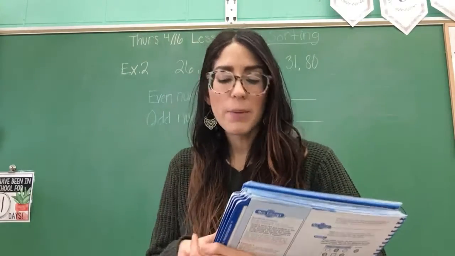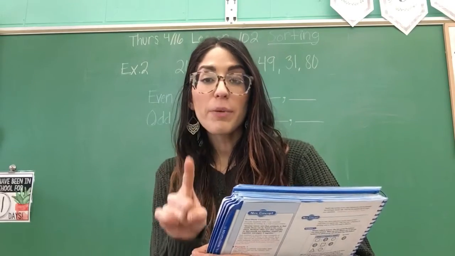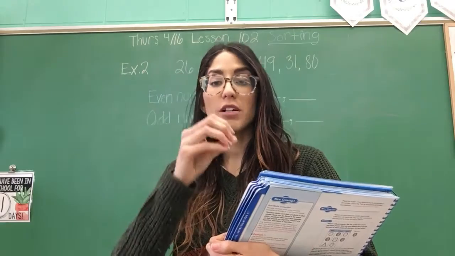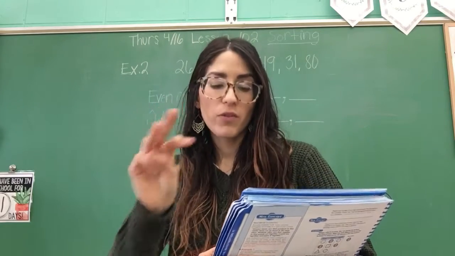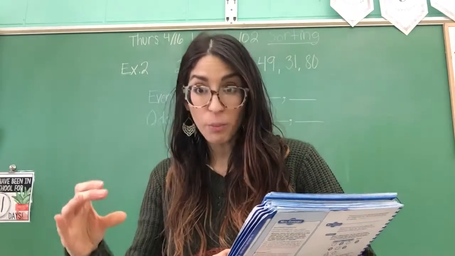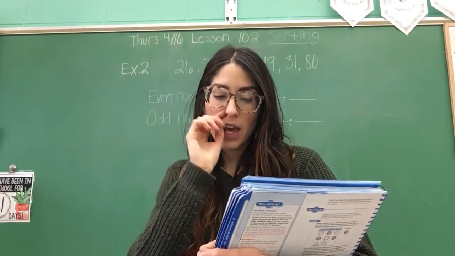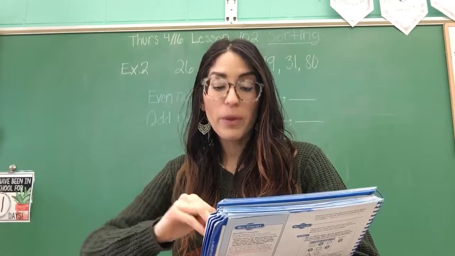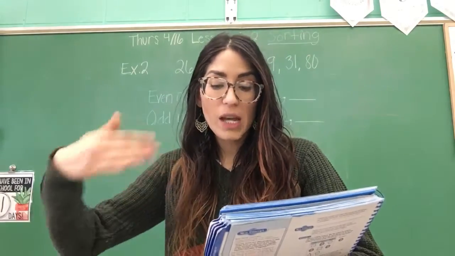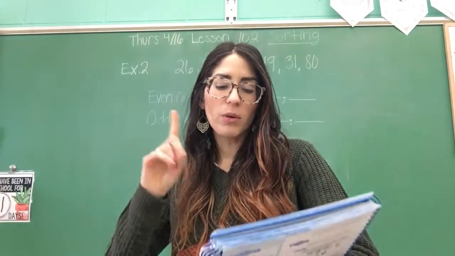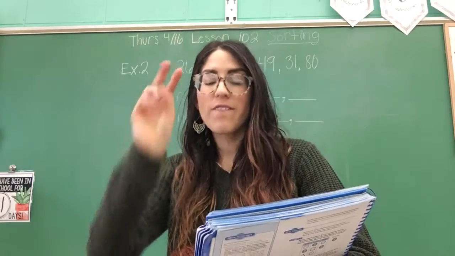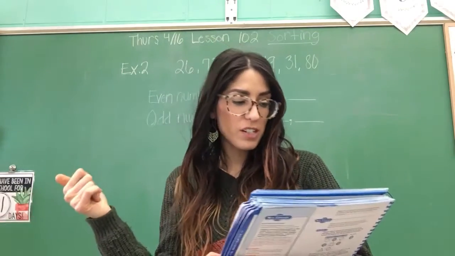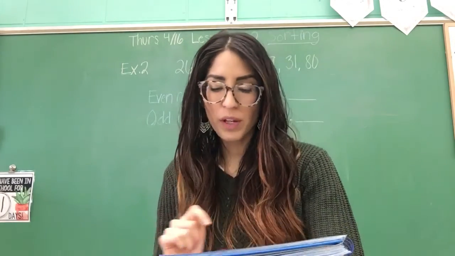Now, before we go to example 2, remember, even numbers are the numbers that we count by 2s from 0, so like 0, 2, 4, 6, 8. Those are the even numbers. And then the odd numbers are the numbers we say when we skip count by 2s, starting with the number 1: 1, 3, 5, 7, 9. Those are all odd numbers. So let's go to example 2 and let's read that together.